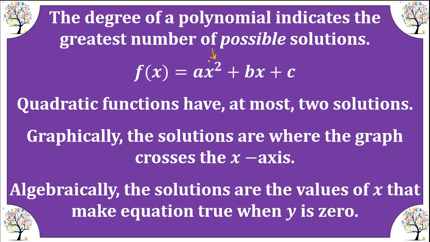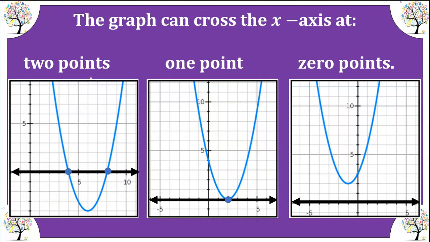So graphically, the solutions for solving quadratics is where the graph crosses the x-axis. Algebraically, the solutions are the values of x that make the equation true when y is 0. So we're looking at the x-intercepts. The graph can cross the axis at 2 points in our first example. This quadratic has 2 solutions, 4 and 8, the x-intercepts.